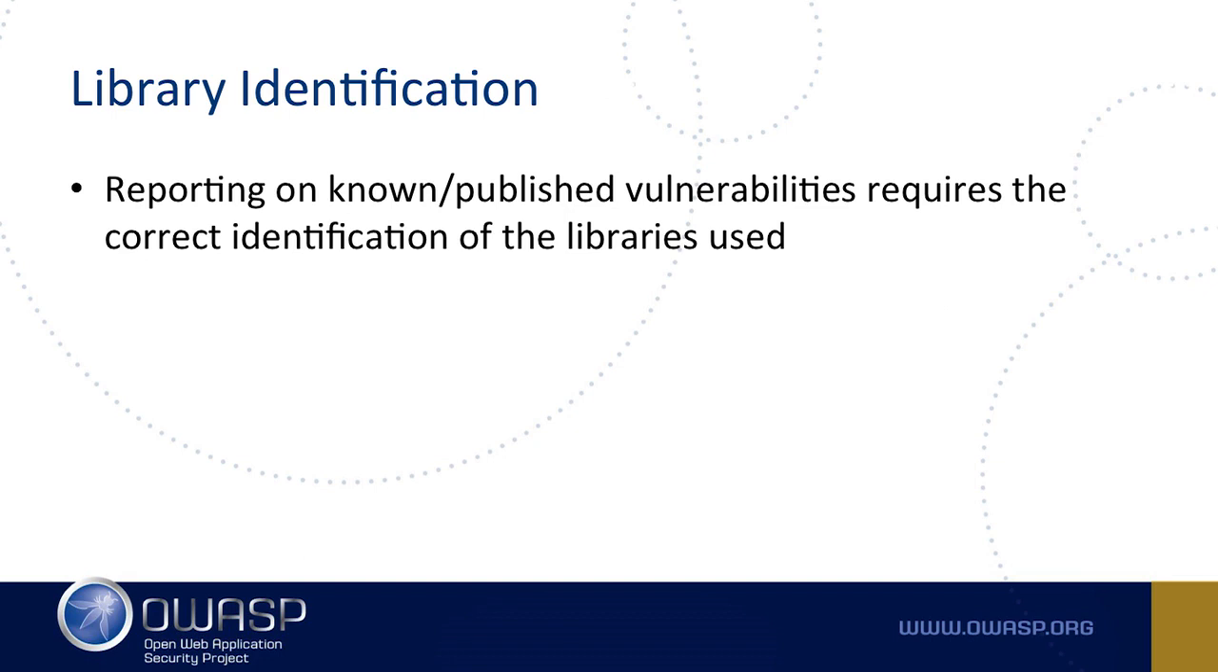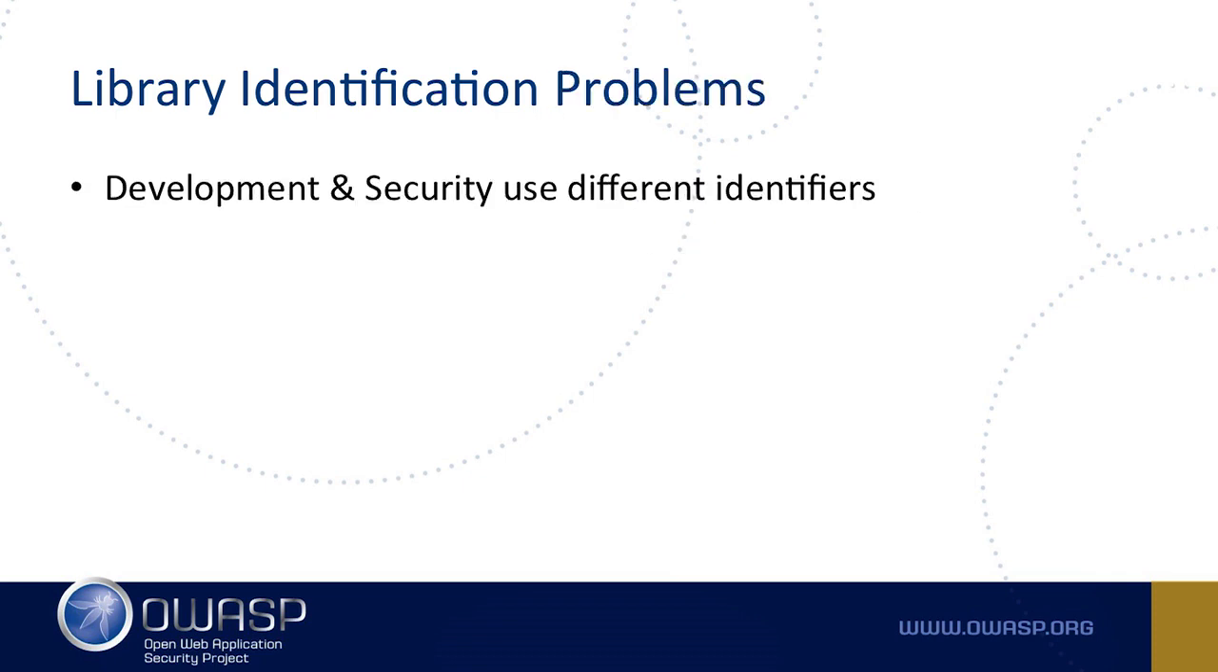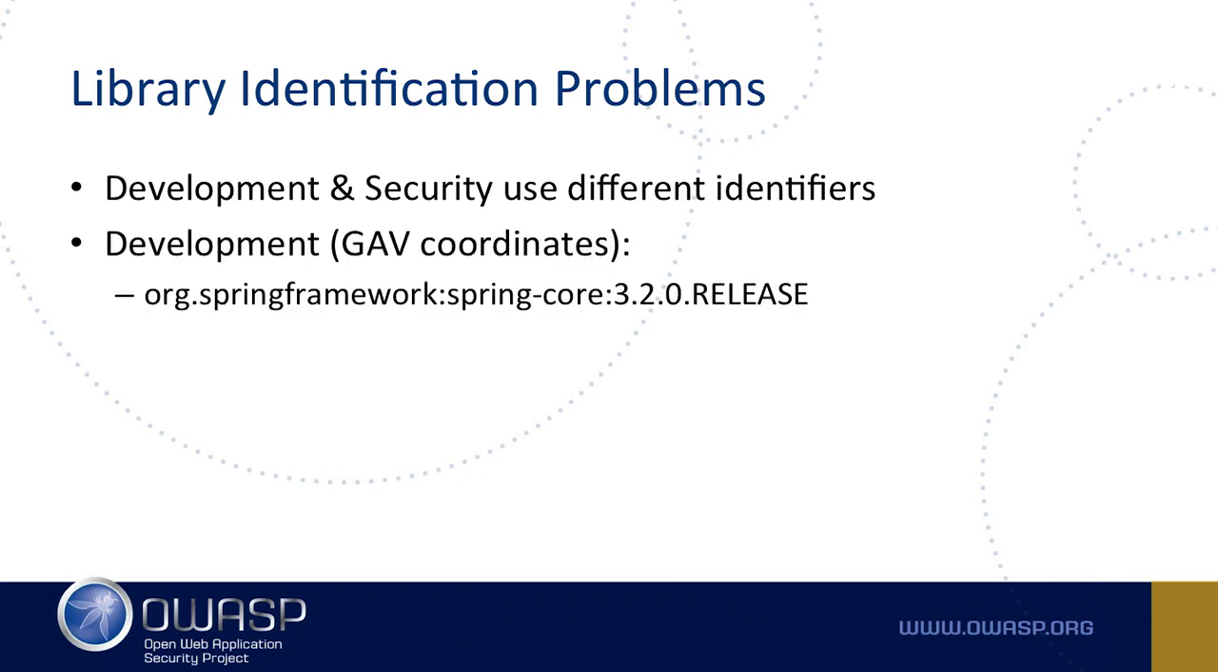So, this is kind of obvious, but to identify a library, you have to have a correct identification to be able to report on these things. Really kind of obvious. So, what are the problems with the library identification? Biggest problem is that development and security use different identifiers. Developers really understand the group, artifact, version, or the GAV coordinates. This is what is from Maven Central, Bintray, others. You can use the GAV coordinates to find the libraries and just automatically incorporate them into your application.